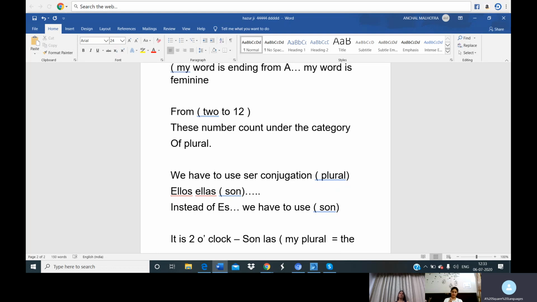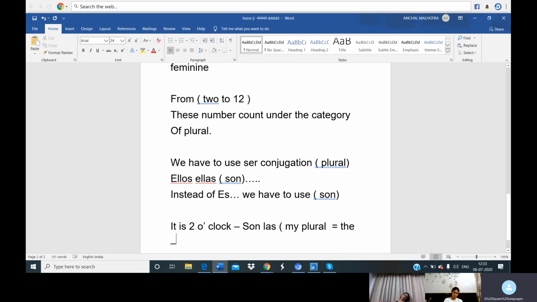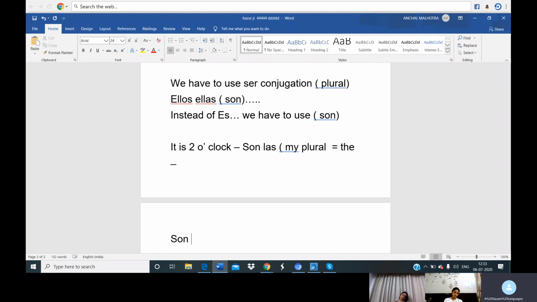I will explain to you. My female article is las. Okay. Is it clear to you? That is las. So I will reply, son las dos. Is it clear to you? Son las dos is 2 o'clock.